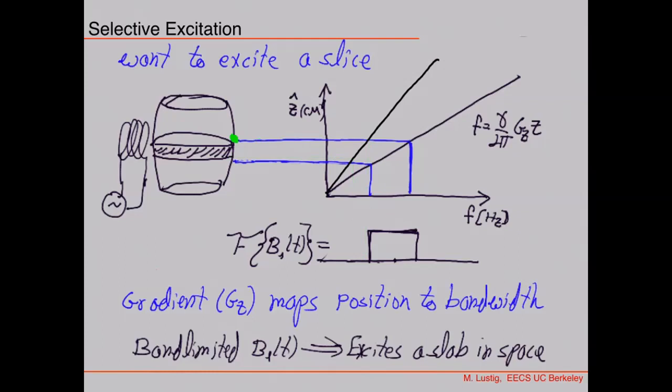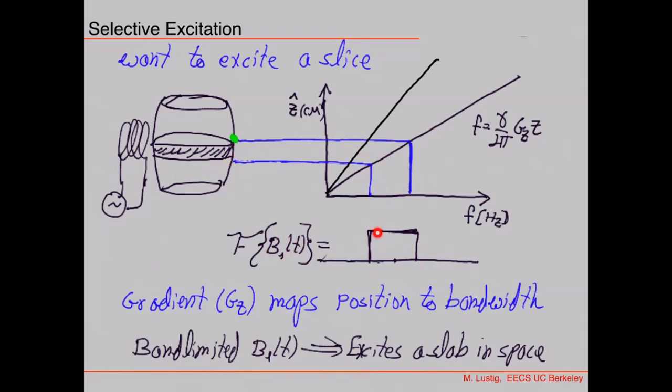So if now I have a mapping between space and frequency, that means that if I want to excite that slice, I need to apply energy in a certain range of frequencies. So the Fourier transform of my excitation field needs to have this form at those frequencies, because then it will interact with this part of the volume. So the Fourier transform of my excitation field needs to look like a rect, such that I'm going to excite a perfect slice.